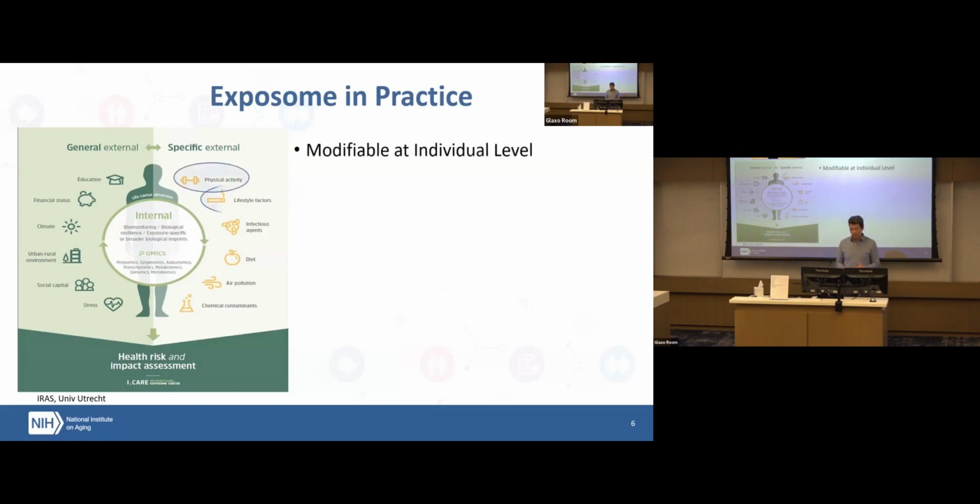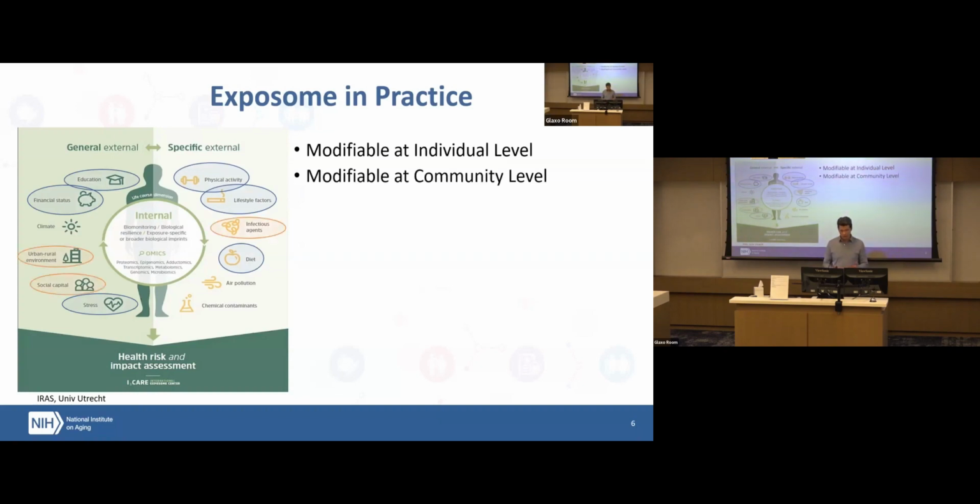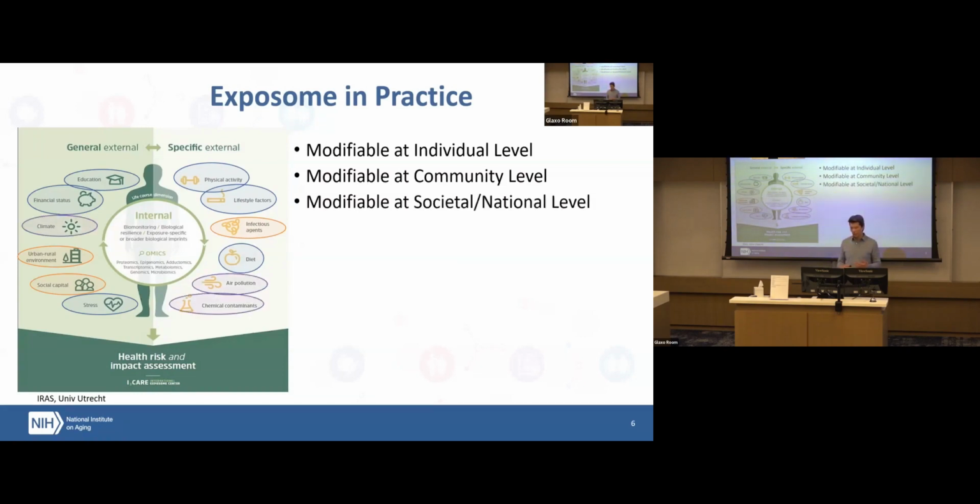And so at some level, some are modifiable at an individual level, but some are modifiable at the community level, either at the built environment or local ordinances, and some are really only modifiable at the societal or national level. So looking at air pollution regulation or climate change, public policy regulations may have an impact on that.